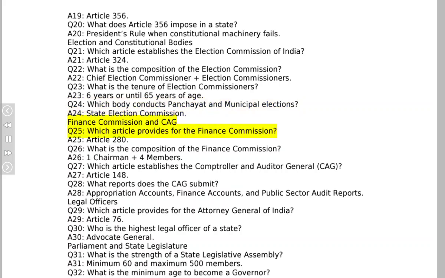Finance Commission and CAG. Q25. Which article provides for the Finance Commission? A25. Article 280. Q26. What is the composition of the Finance Commission? A26. 1 chairman plus 4 members.